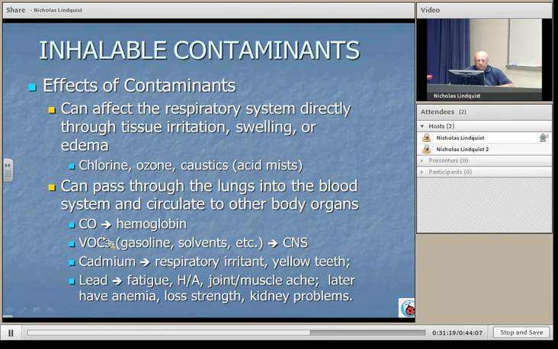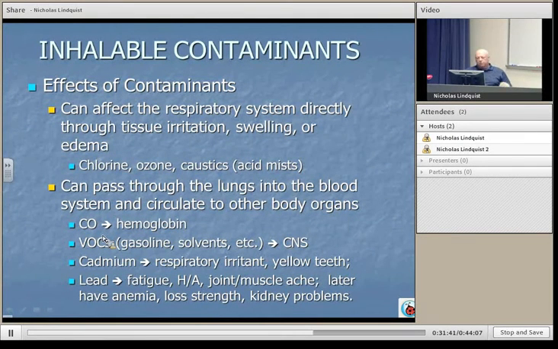Or you can have those contaminants that are going to pass through the respiratory tract system. It may or may not damage the respiratory tract system, but can pass into the blood system and be carried throughout the body, and then can have impacts to other body organs that it comes in contact with.